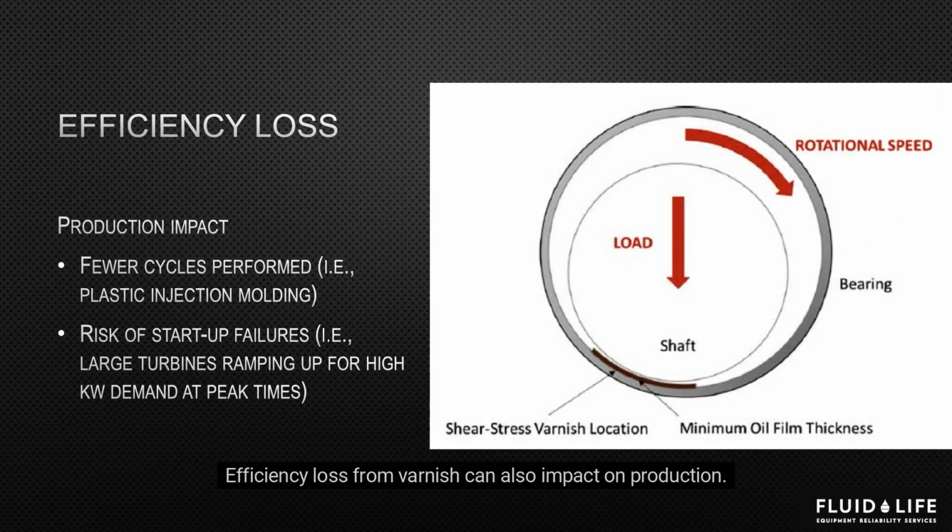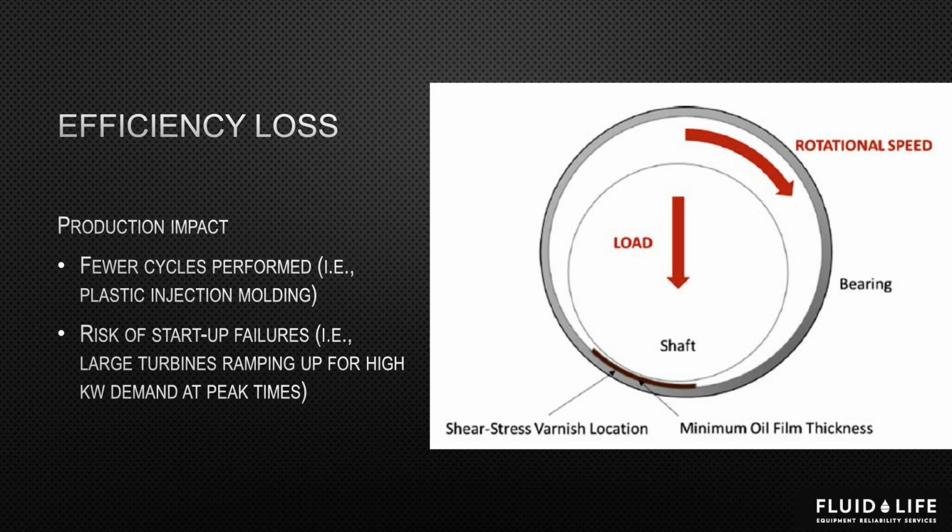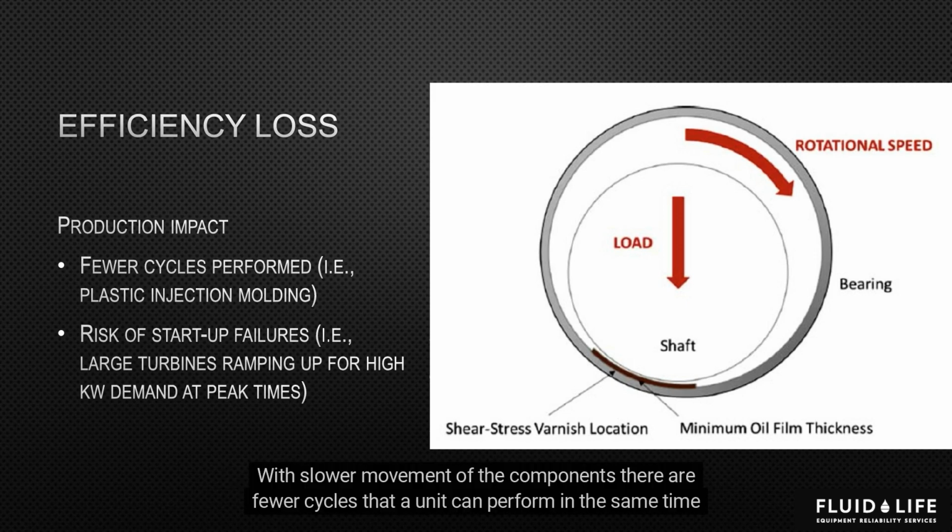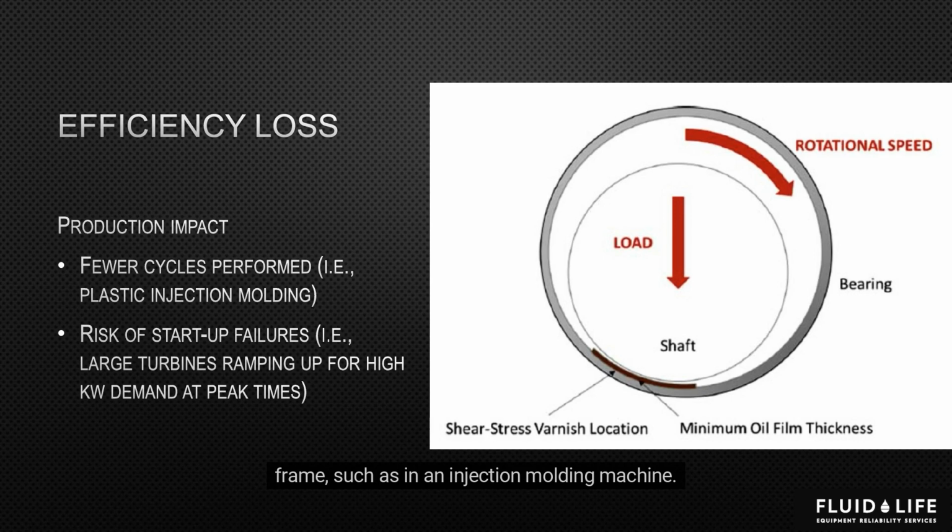Efficiency loss from varnish can also impact production. With slower movement of the component, there are fewer cycles that a unit can perform in the same time frame, such as in an injection molding machine. Turbines are another example of where production can be impacted.